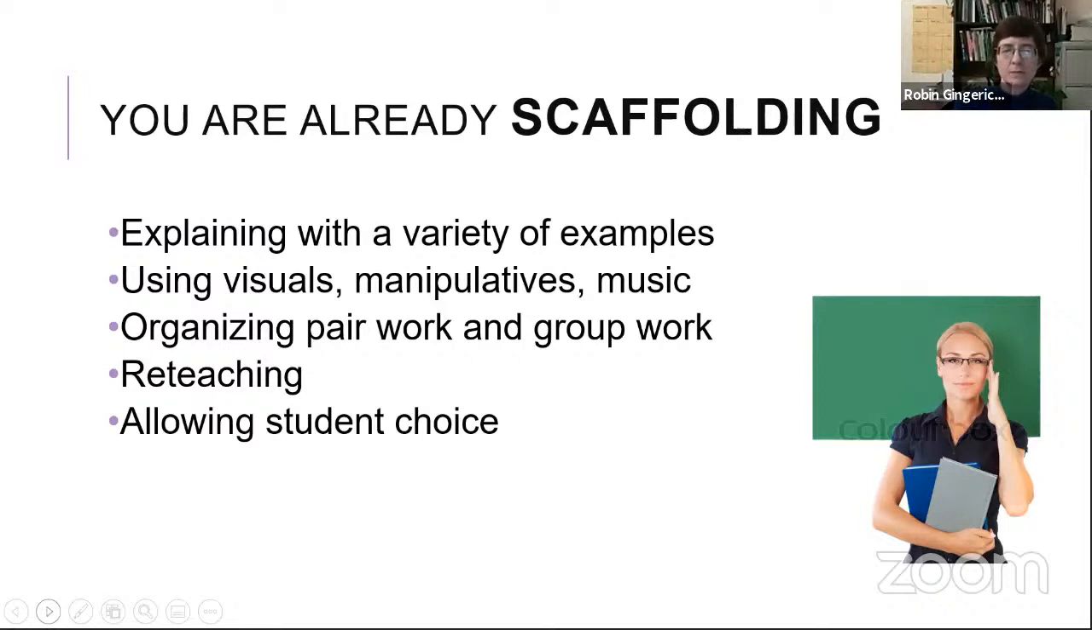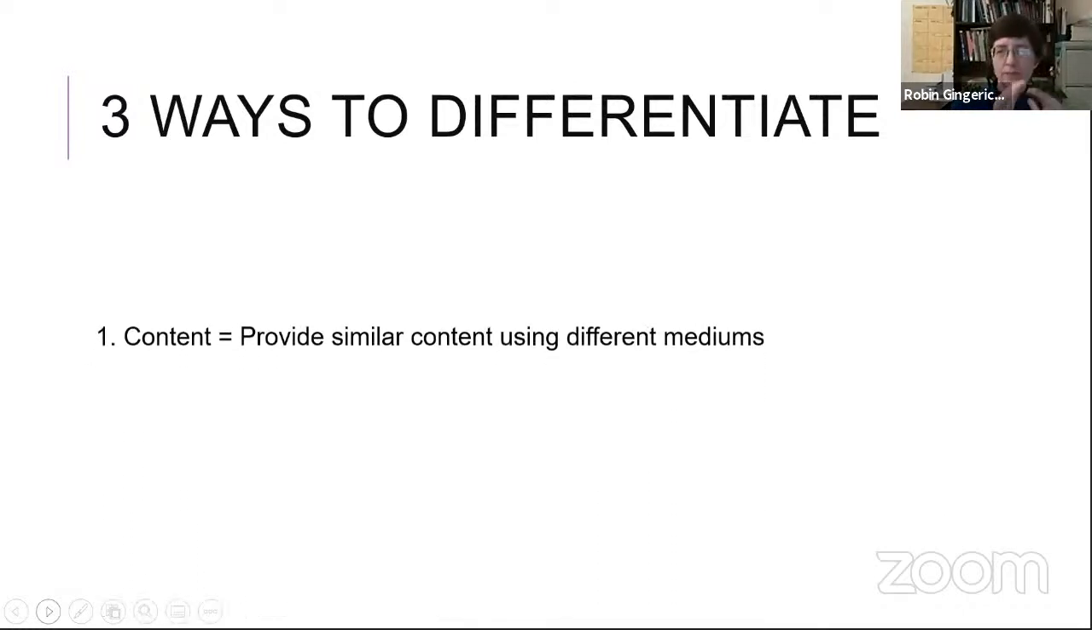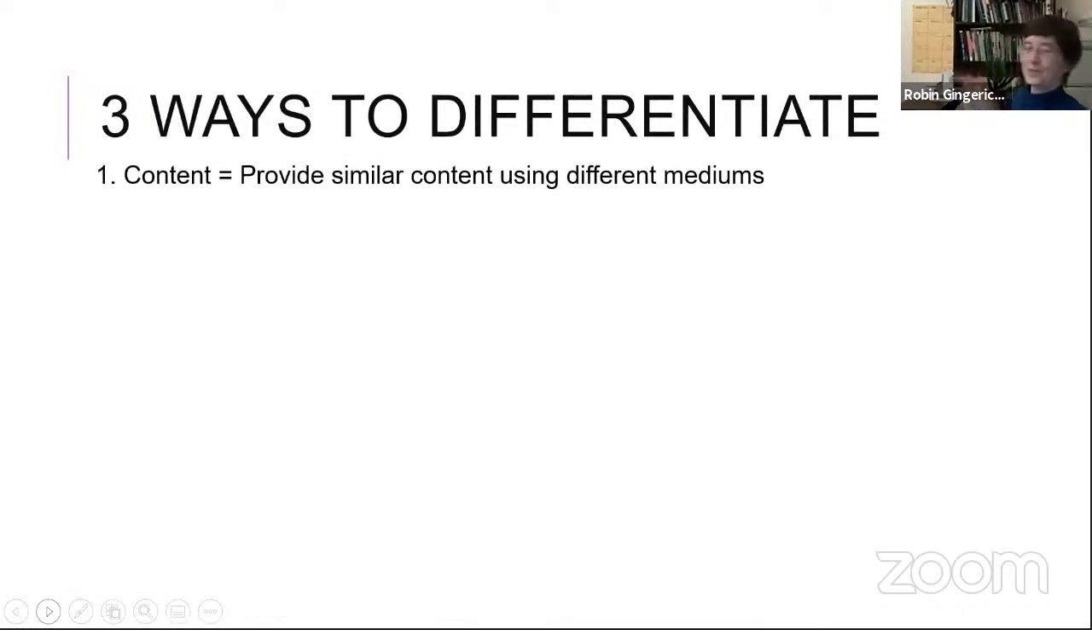Let me give you a little more specifics on differentiation. So the next slide shows 3 ways to differentiate. So I'm going to go just through a couple of these steps. The first way you might think of differentiating for your different plants or for your different pupils is to think about the content of your lesson and how that content is delivered. So how can you provide different ways to deliver the content of your lesson?